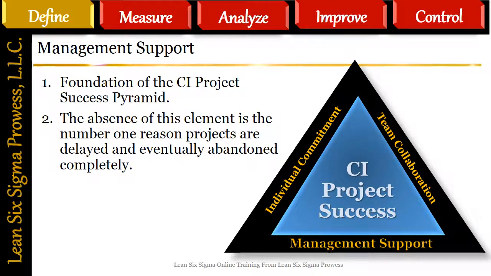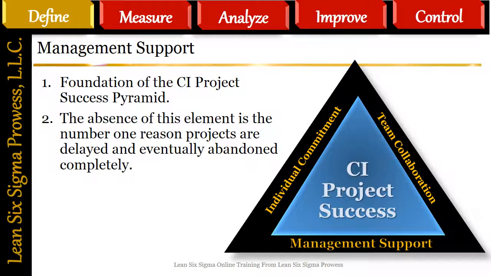Management support is the foundation of the continuous improvement project success pyramid. Any project that is not supported by management will fail. There is no way around the absence of this element. How many times, as an employee, have you been asked to drop everything due to a project that takes precedence over everything else you are working on? Unfortunately, the occurrence of this is too common.